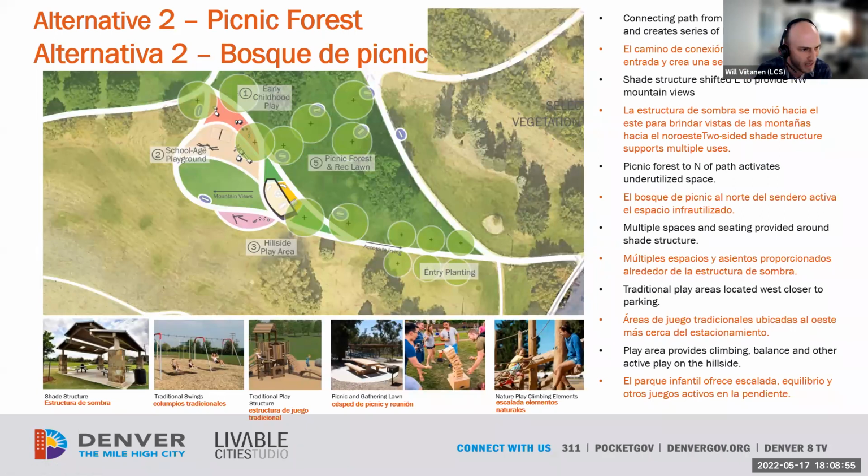So then on the bottom, like the film strip again, you can see the open shade structure. I mentioned more traditional swing and traditional play elements. And then that picnic forest and rec lawn or gathering lawn area, again, social nodes that maybe have additional amenities to support picnicking while creating opportunity for larger but informal gatherings. And then again, nature play and climbing elements on that hillside play area. So I think similar to the last concept, we'd like to do a quick polling question and get some feedback on what you all think of some of these opportunities.